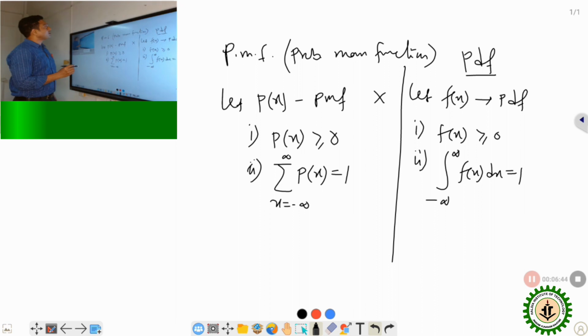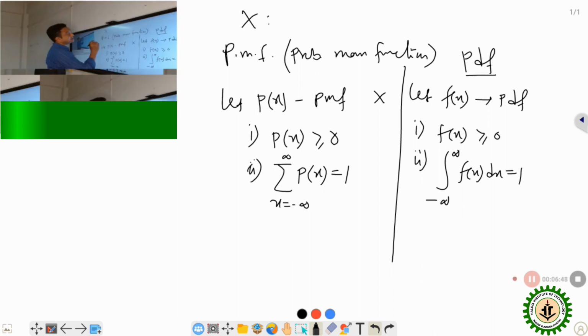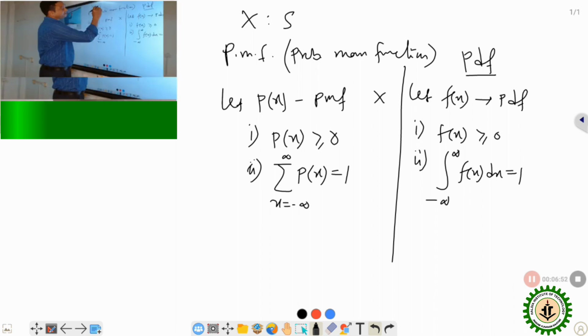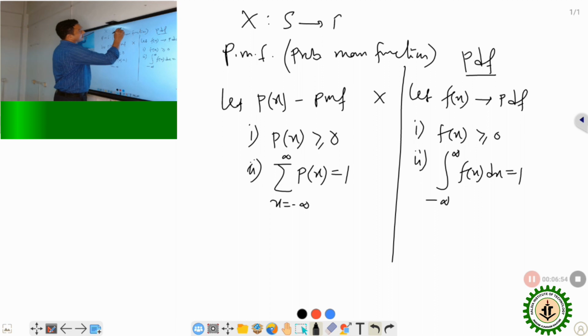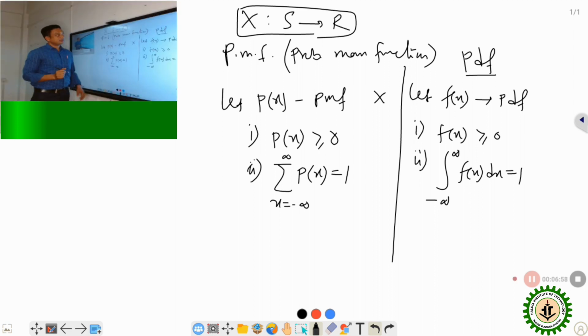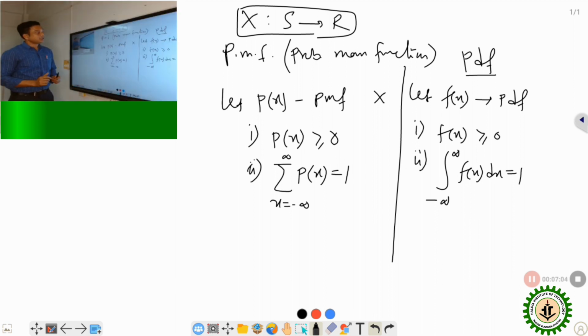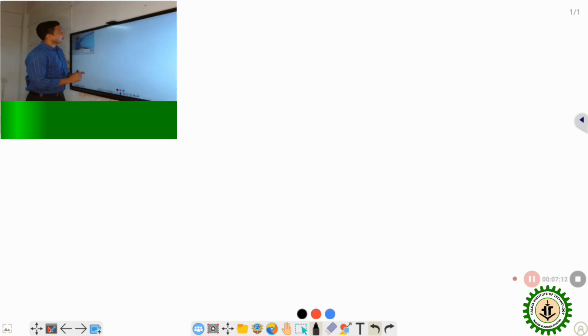Okay. One thing I forgot to tell you is that the random variable capital X comes from the random experiment: it is a mapping from the sample space to the real numbers. So this is the formal definition of a random variable. Next, we are going to discuss how you can calculate the probability from the PDF and PMF.